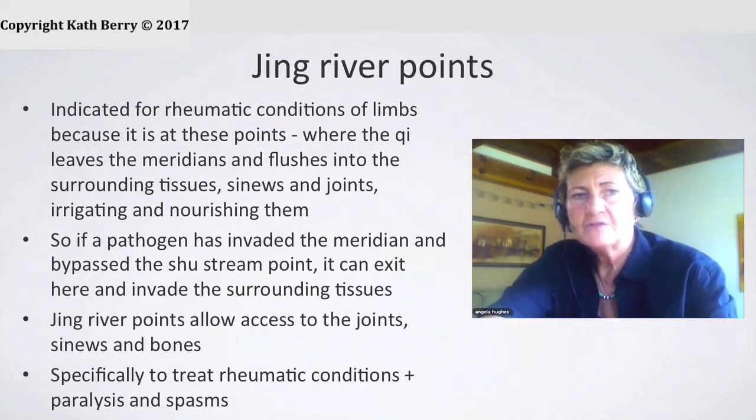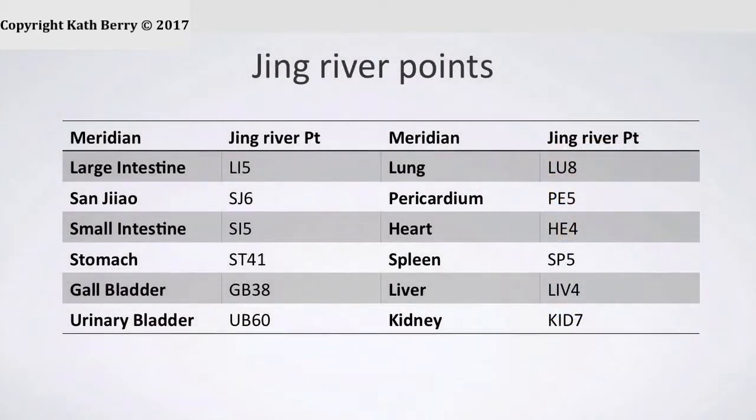So the Jing River points are: on the lung channel, lung 8; on the stomach channel, stomach 41; heart 4, UB60, pericardium 5, gallbladder 38, LI 5, spleen 5, small intestine 5, kidney 7, Sanjiao 6, and liver 4.